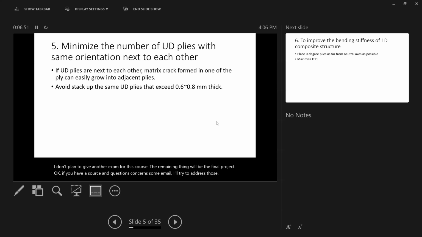All right. So this is rule number 5: do not put many UD plies in the same orientation next to each other. Okay. Number 6.